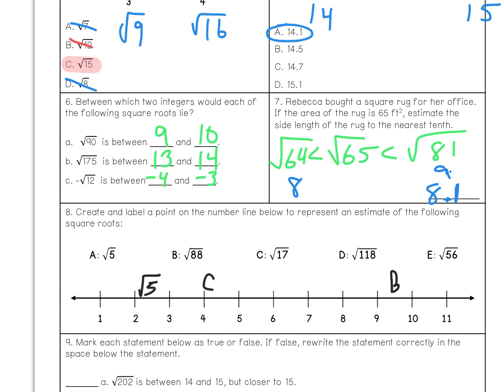Letter D. Okay, Garrett? In the middle of 10 and 11. Okay, closer to which one? A little bit closer to 11, because 11 squared is 121, right? Okay. Lastly, E. Zachary, you got E. Where do you think it should go? Between 7 and 8. Closer to which one? But just barely. Okay, great job.